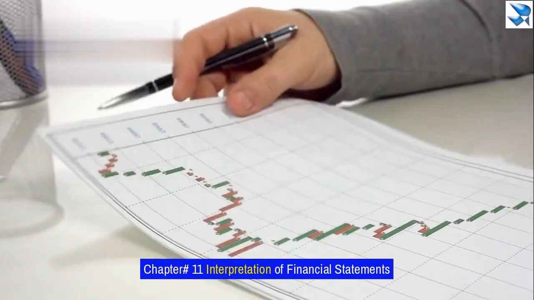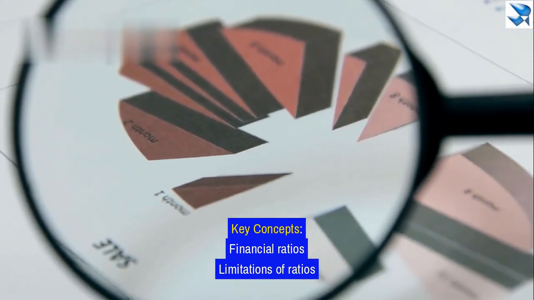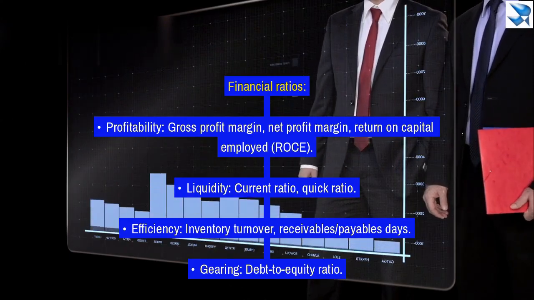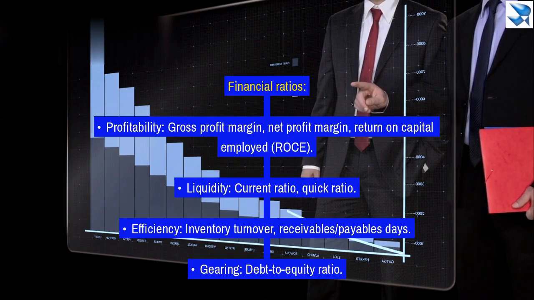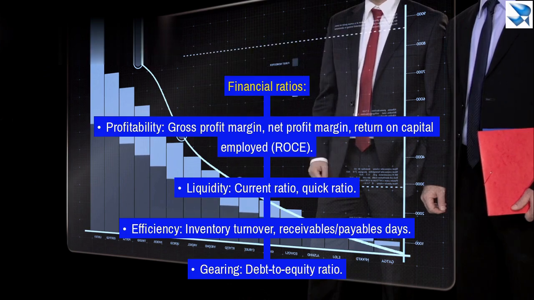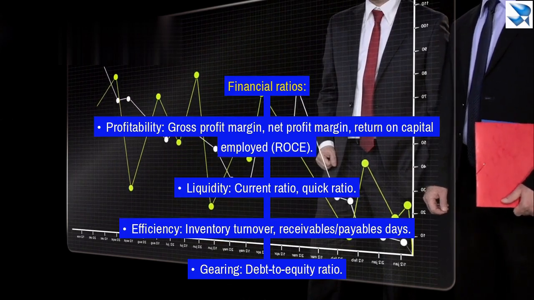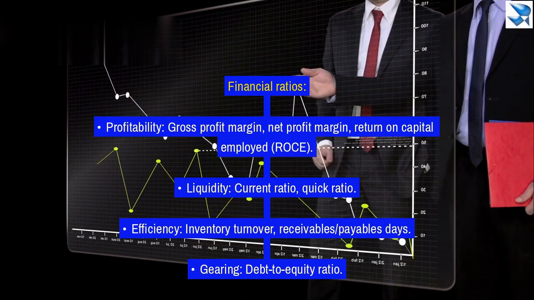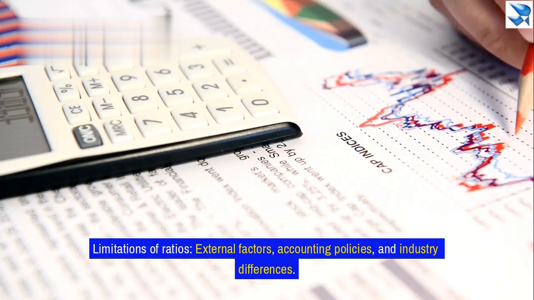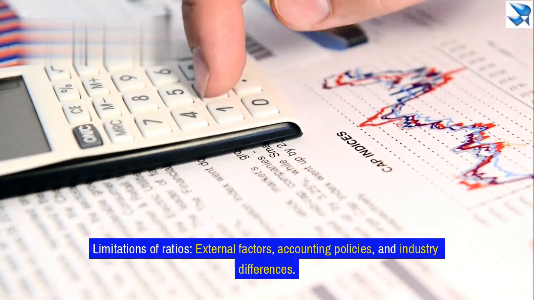Chapter 11, Interpretation of Financial Statements. Key concepts: financial ratios, limitations of ratios. Financial ratios. Profitability: gross profit margin, net profit margin, return on capital employed (ROCE). Liquidity: current ratio, quick ratio. Efficiency: inventory turnover, receivables and payables days. Gearing: debt to equity ratio. Limitations of ratios: external factors, accounting policies, and industry differences.